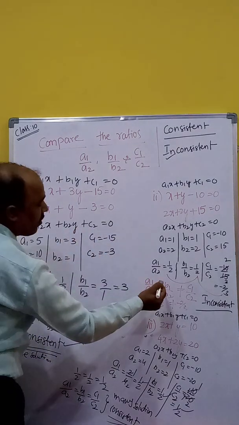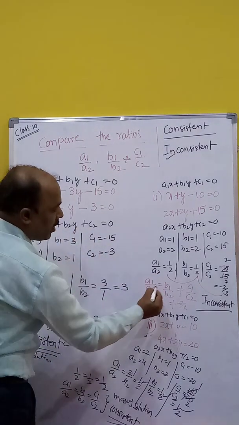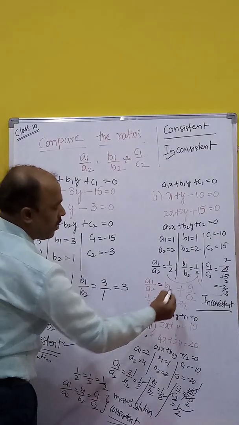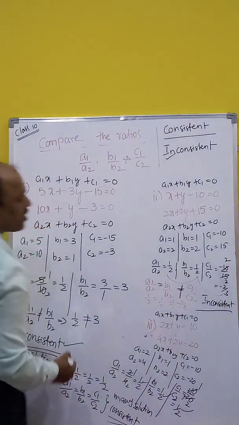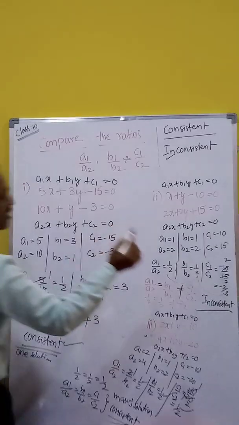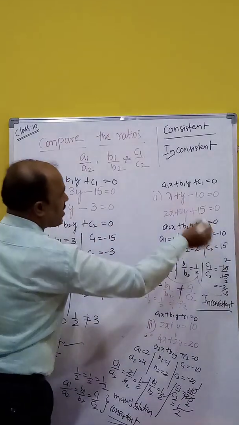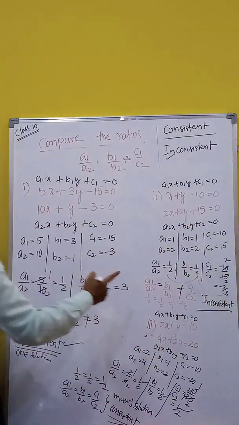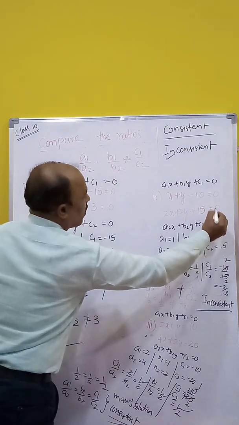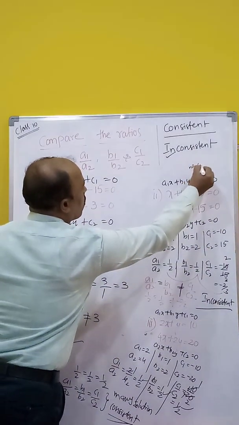If you observe the second one here, the first two are equal, the second one is not equal. The constant is not equal. Then it is inconsistent. Inconsistent means the lines are parallel. If inconsistent, there is no solution. Here, no solution for this.